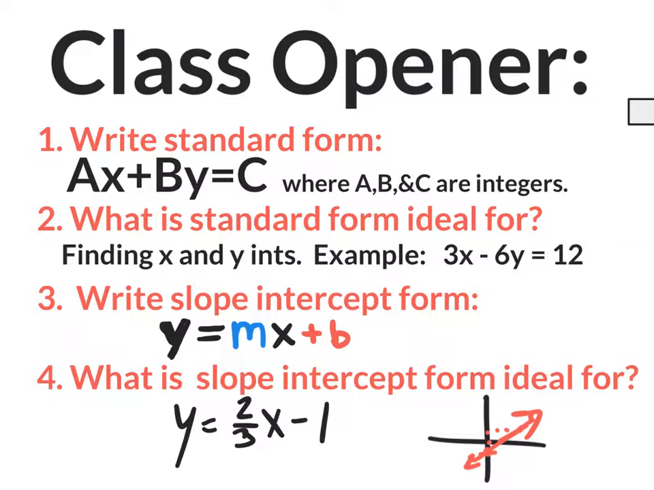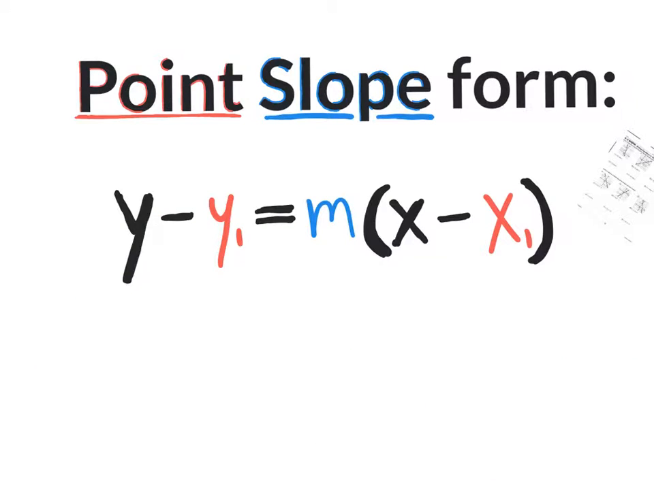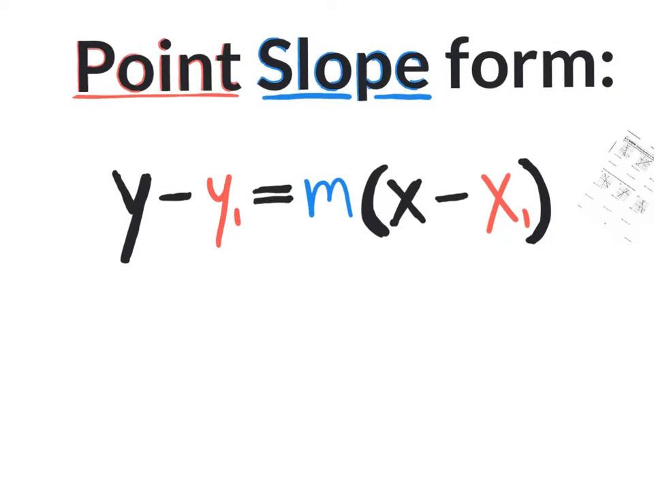So the two forms that we should be masters at already are standard form and slope-intercept form. We're going to learn a third and final form today. It's called point-slope form. So everybody jot that down. Point-slope form. Write it down. You need to have this memorized. If you have different colors, it's awesome to use different colors right here.